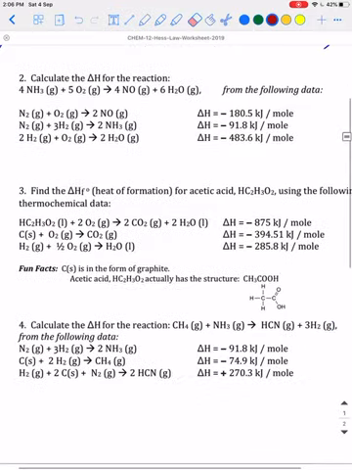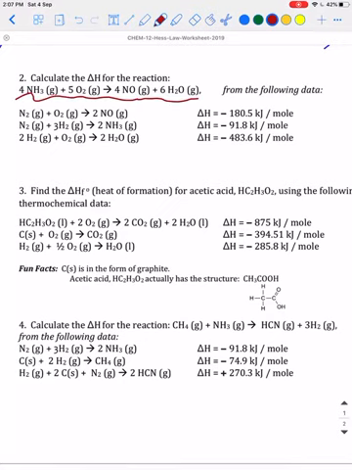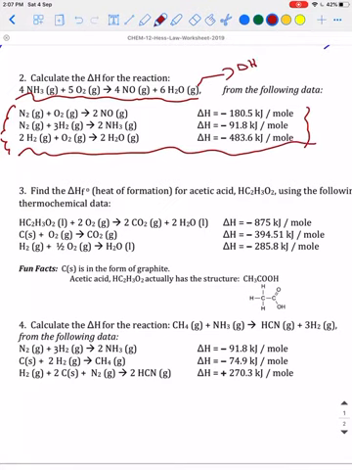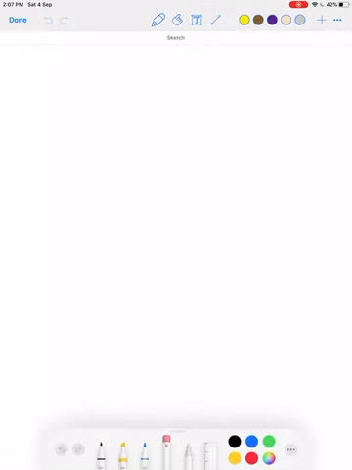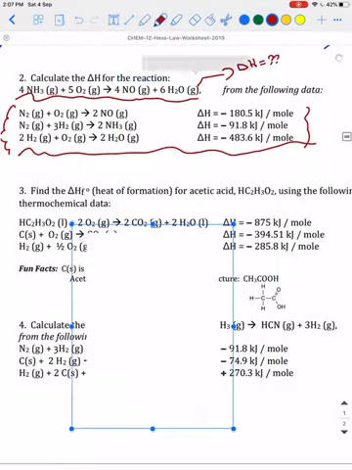Okay, in number 2, calculate delta H for this reaction. This time I have 4 ammonia plus 5 O2 to give 4 NO plus 6 water, and these are the equation data given to us. So from the data given to us, I will calculate delta H by rearranging the equations in order to apply Hess's law as usual. So we will start.